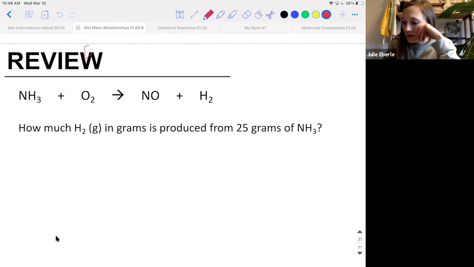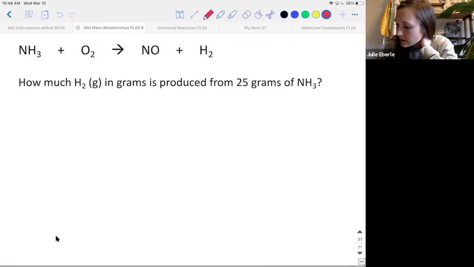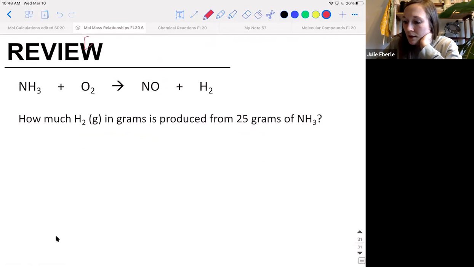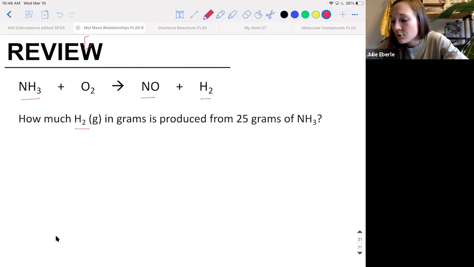This is a different style problem. This is a chapter 6 problem, and I think it's the last one I have in the review slides. So we've got ammonia, NH3, and oxygen making NO and H2. This is also a redox reaction if you wanted to try to go through and figure that out, but that's not the question on this slide. The question is how much hydrogen in grams is produced from 25 grams of ammonia, which is NH3?